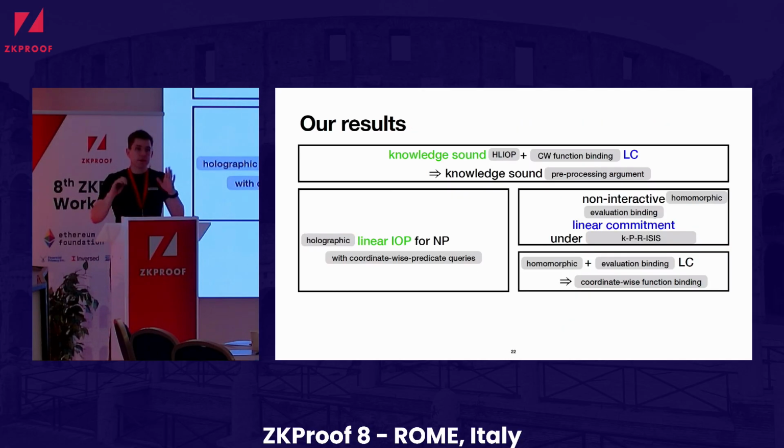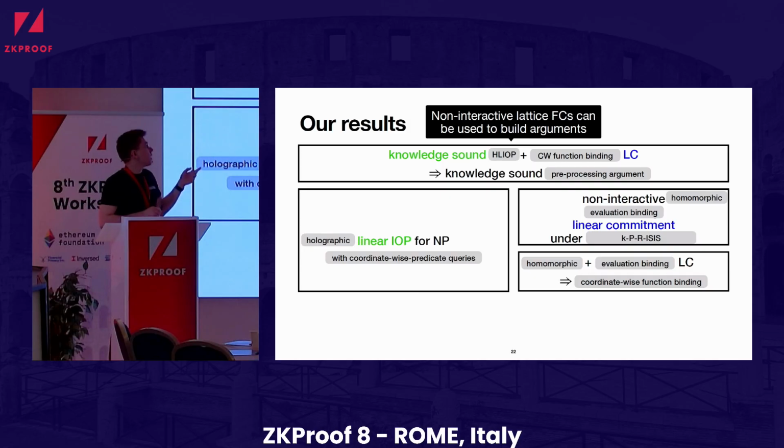So that was what I showed. There are nice non-interactive lattice-based commitment schemes that you can use to actually build secure arguments. There is a nice linear IOP. I want to just highlight a few things.